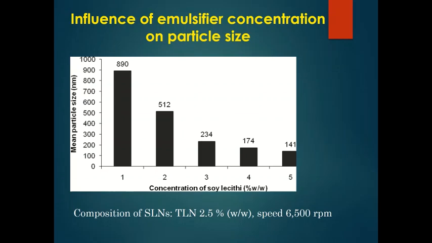So one more example will be where the influence of emulsifier concentration was studied on the particle size. So you can see on the x-axis the concentrations of surfactants. The surfactant used here is soy lecithin, and on the y-axis, mean particle size. It clearly indicates that as the concentration is increased from 1 to 5%, there is a gradual decrease in the particle size from 890 to 141 nanometers. But as such, you cannot go beyond this.